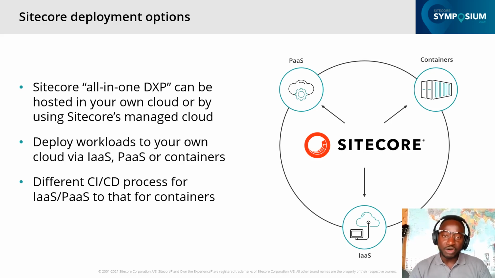So for the all-in-one DXP model, the cloud deployments can leverage IaaS, basically VMs, or PaaS, or make use of containers, as shown in this infographic. When working outside of containers, you will typically build your Sitecore application and then just push it directly to your IaaS instance or your PaaS instance, let's say running somewhere on the Microsoft Azure cloud. However, when using containers, this process is slightly different.